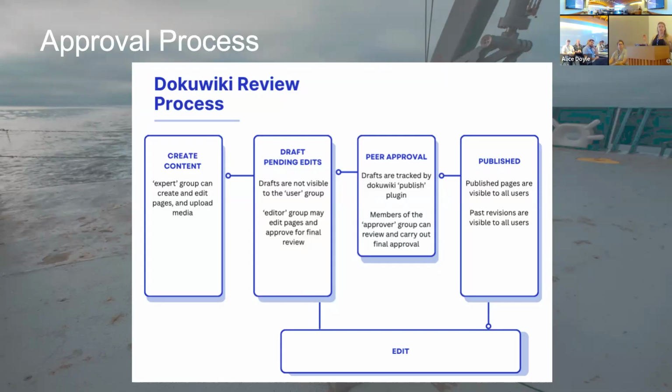So the editor group can come in, edit the pages, and approve them for that final review. The final review goes through the approver, someone who is coming in and, at a higher level glance, going through and making sure that all the pages are being approved and published. And then once it's published, it is visible to all users, logged in or not logged in.